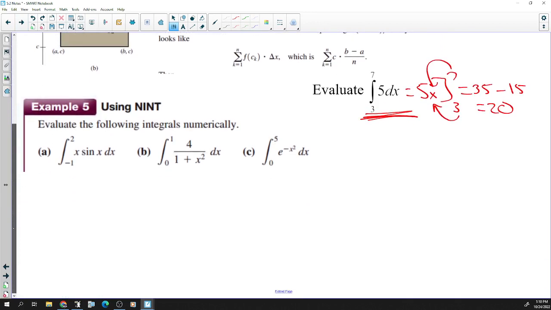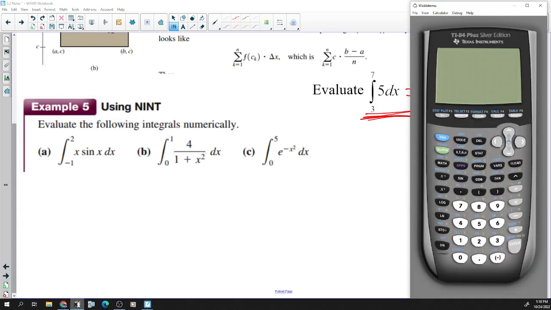Evaluate the following integrals numerically. Use NINT. So in other words, use your calculator. All right, so that's actually math number 9. 8 is derivative, 9 is integral. And you see the integral sign. So we're going from -1 to 2, and it's x sine of x. There's the function, and this says with respect to x, and it just spits out an answer, 2.042.